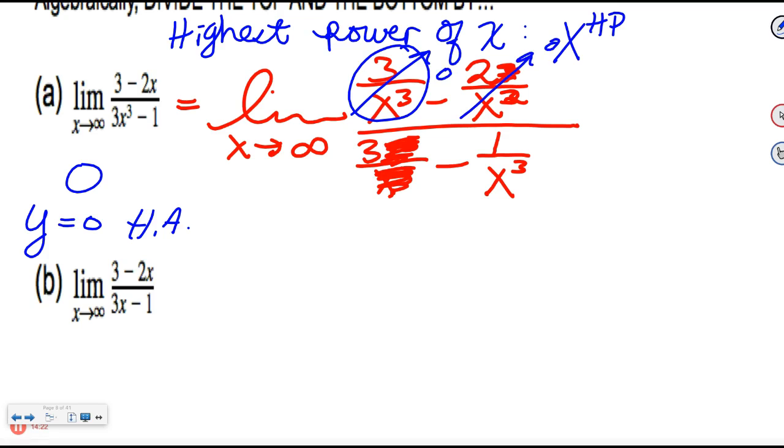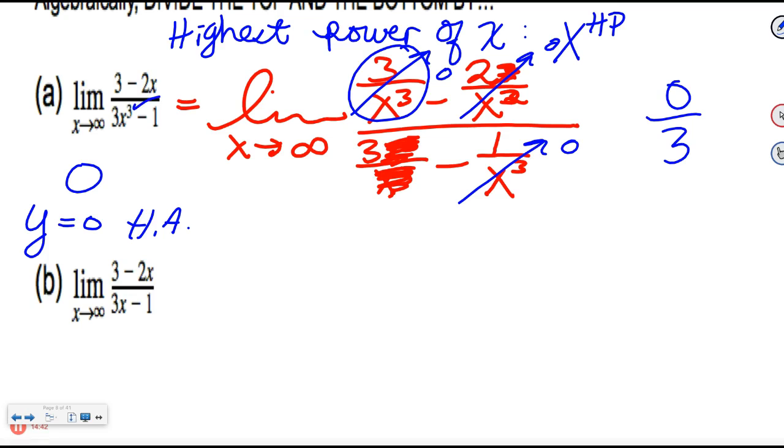2 over x squared is going to go to 0. 1 over x cubed, any constant over x to any positive power will go to 0. So what I'm left with on the top is 0 and the bottom is 3. What is 0 divided by 3? 0. That's the mathematical reason why we say it.